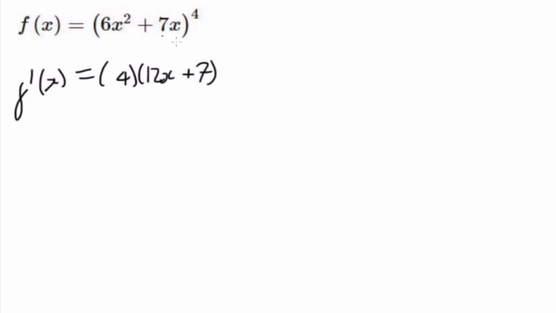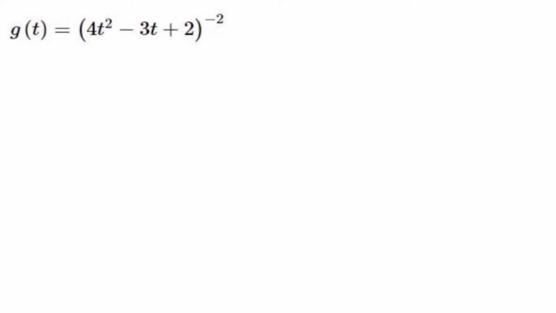And then you have your normal insides again. But because we brought this 4 down, we need to take 1 off the top to give us 3. So our answer to the first question here, of (6x squared plus 7x) all to the power of 4, is 4 times (12x plus 7) times (6x squared plus 7x) all to the power of 3. Well done if you got that right. Let's move on to our next question.